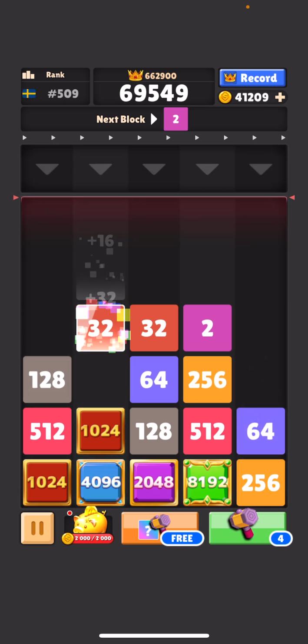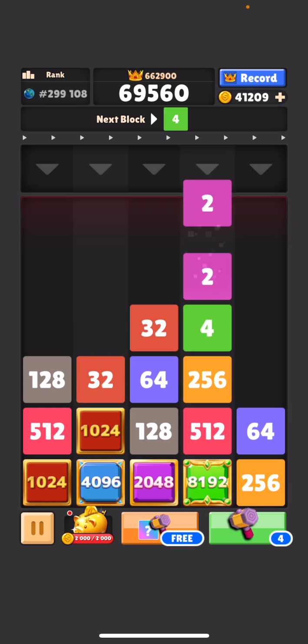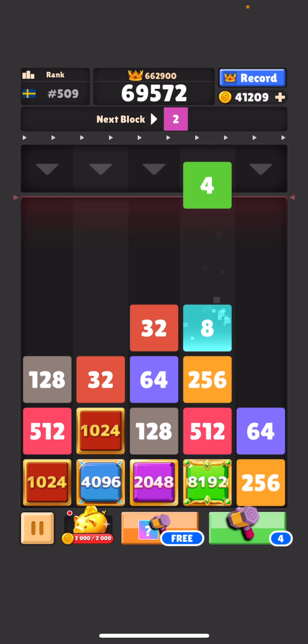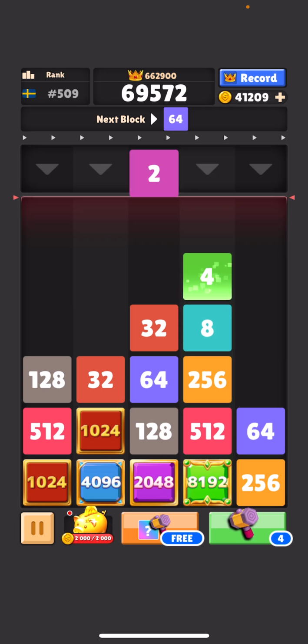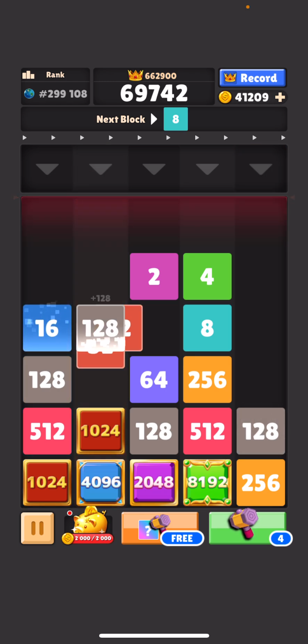And now we get a zigzag with the 32s. So we have two zigzag 32s and we have the 1020. Okay, let's take this one.